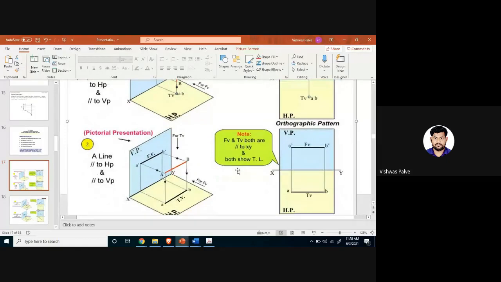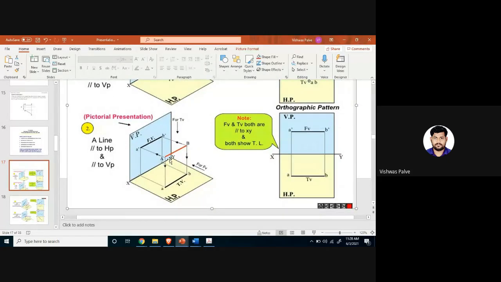The second condition: when the line is parallel to both the reference planes. Can you observe the condition here? The line is parallel to the horizontal plane as well as to the vertical plane. In that case, if I observe it from the top, you will get the true length of the line, a horizontal line. Whereas if I observe it from the front, you will also get the true length of the line.